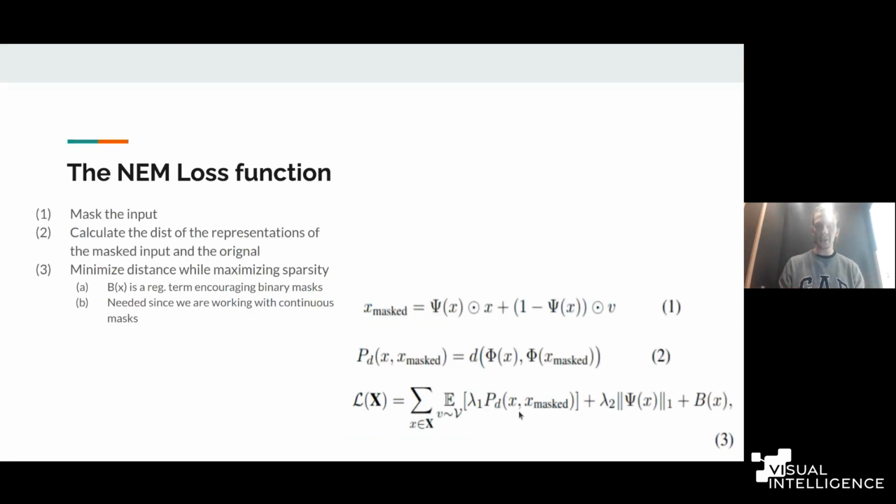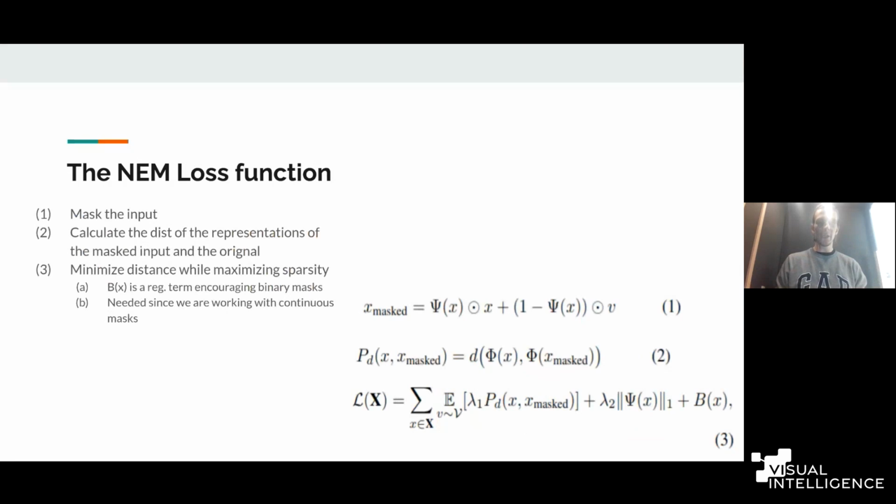But that kind of leaves us with this loss function here. We have a term that ensures that the masked and unmasked image are close in representation space. We have another term ensuring that the mask generated should be sparse, so we want the smallest explanation of the input image. And then, of course, we have this regularization term encouraging sparse, binary masking. But once again, I will try to explain this B term a little bit later because it's a little bit more confusing than the other things.